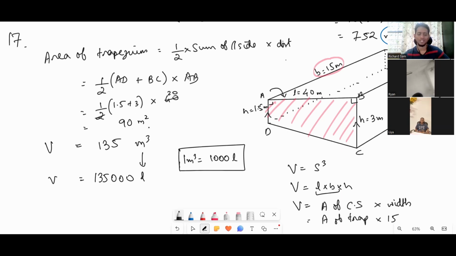Your answers behind the zeros are wrong. Here, 90 meter cube. This is 90, is it correct? You all got 90? Yes. What is 90 into 15? 1,350.